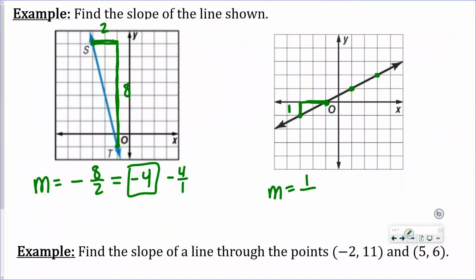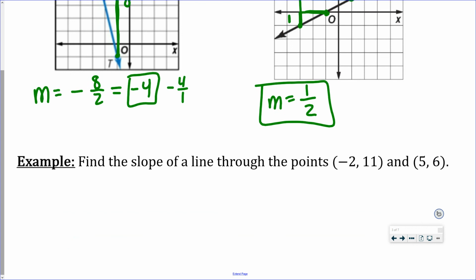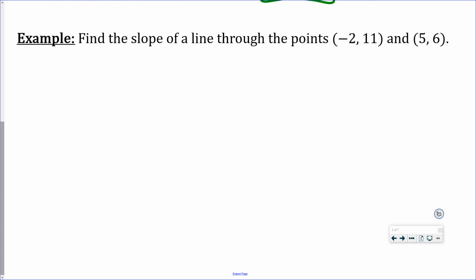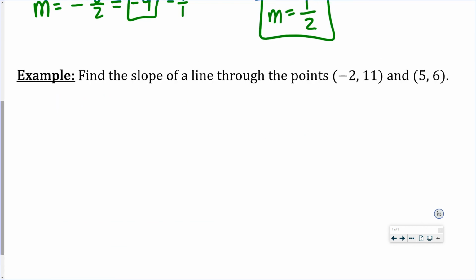And folks, we never want to write our slope as a decimal unless we're doing word problems. But leave that as 1 over 2. If you can reduce it, reduce it. Obviously, 1 over 2 can't be reduced. If you would have done this point to this point, you'd have gotten 2 over 4. Reduce it to 1/2. Remember that? Great.